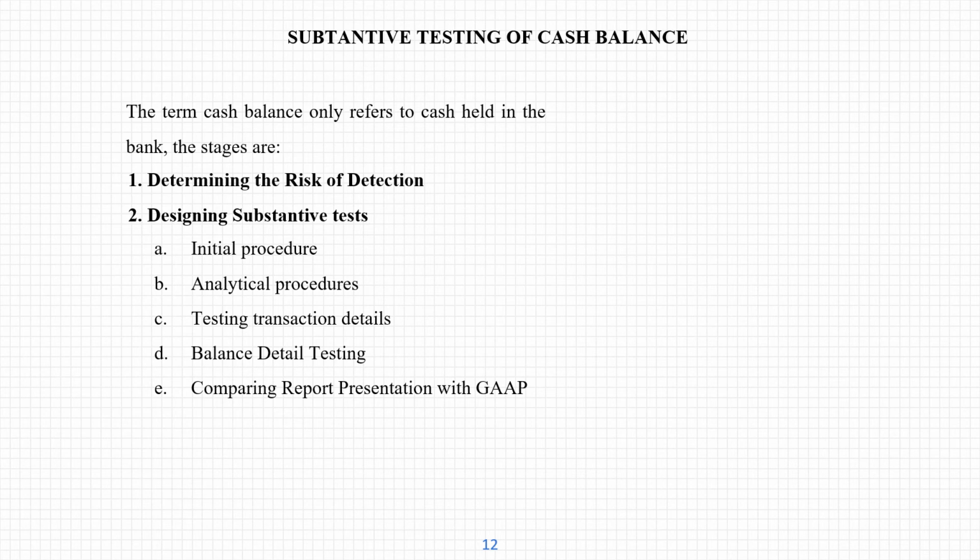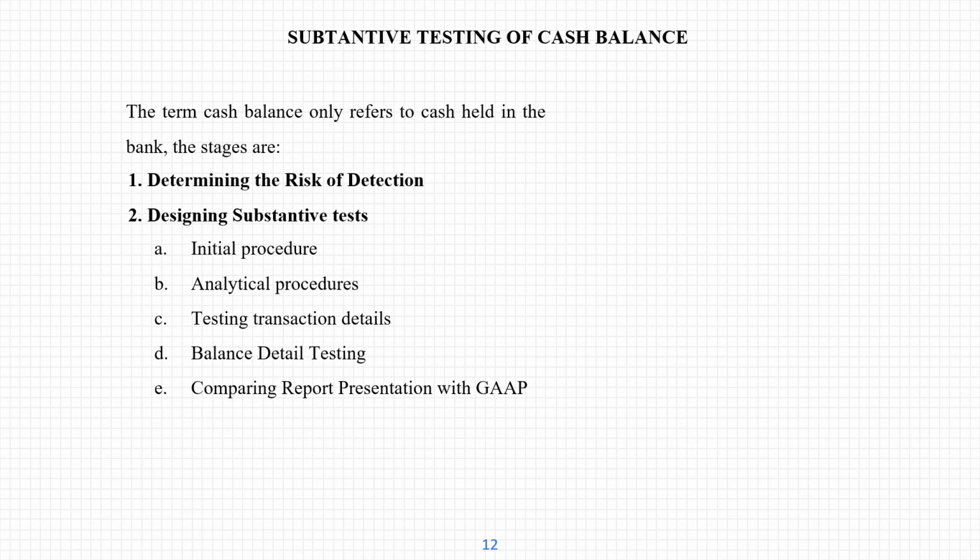Next, the substantive tests. Number one, initial procedure. Gain an understanding of the client's current business and thereby determine the significance of cash balance and transactions for the entity. Number two, analytical procedure. Perform the analytical procedure by comparing the cash balance to the budget amount, previous year balance, or the expected amount, and calculating the cash balance as a percentage of current assets and comparing it with expectation.